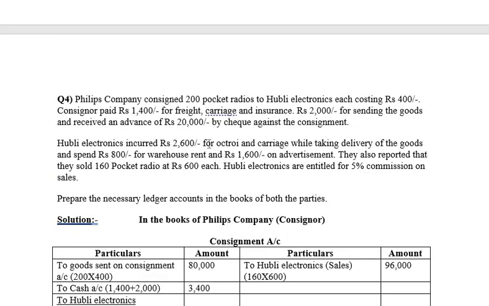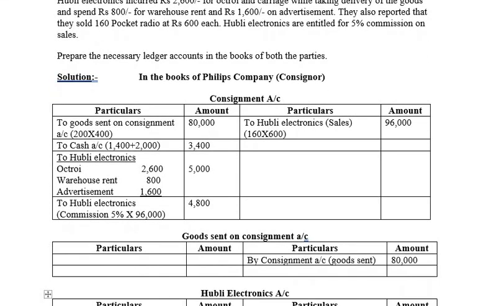No. We have passed the journal entries in the books of the consignor. Similarly, we'll pass the journal entries in the books of the consignee also. If you want, you can total all these accounts, that is, you can total the consignor's account and then go to the consignee's account. That is also fine. We'll first close the consignor's accounts and then go to the consignee's account. We'll prepare the ledger account of the consignee.